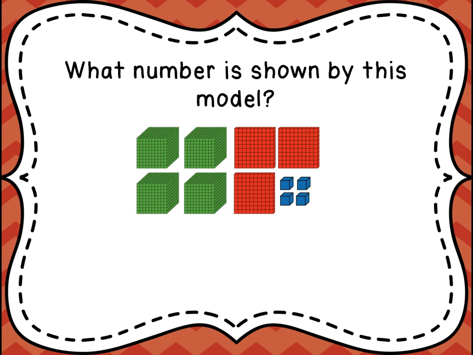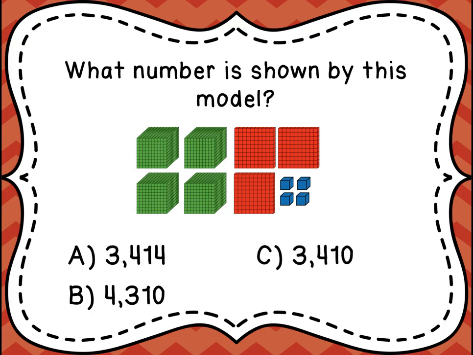All right, now time for a little quiz. You've got a model on the screen, and I want you to tell me what number is shown by this model. So take a moment, count up what you see, and then tell me, is it A, 3,414, B, 4,310, C, 3,410, or D, 4,304? So go ahead and take a moment and count that, see what you come up with.